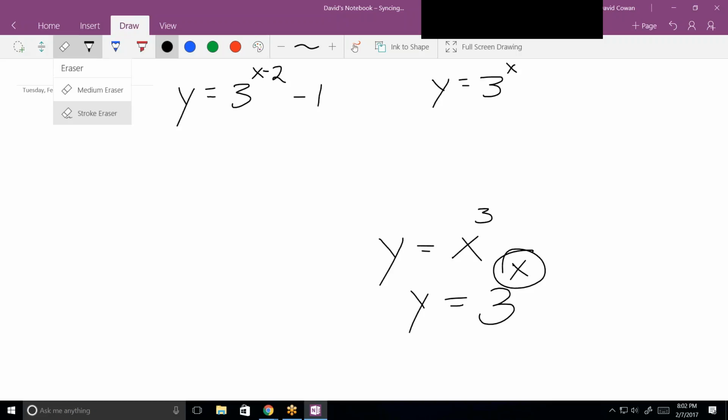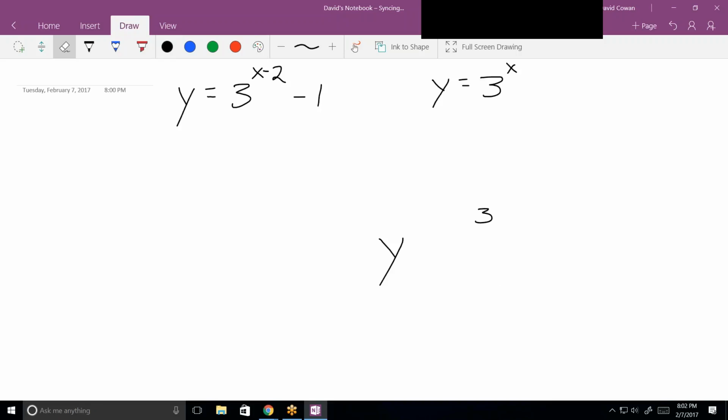So when we look for the parent function, oh boy, my eraser has not been working good. I don't know what's going on with it, but hold on one second. I need to get this erased. Oh, there it goes. Okay.